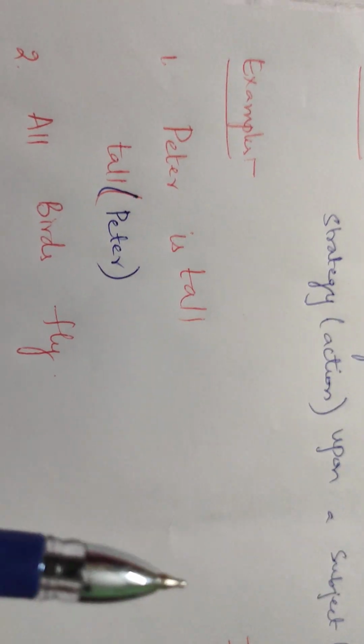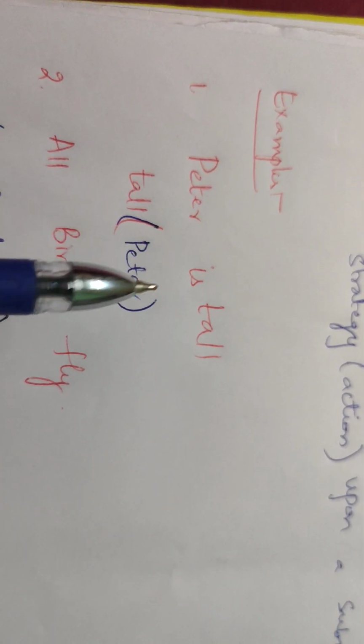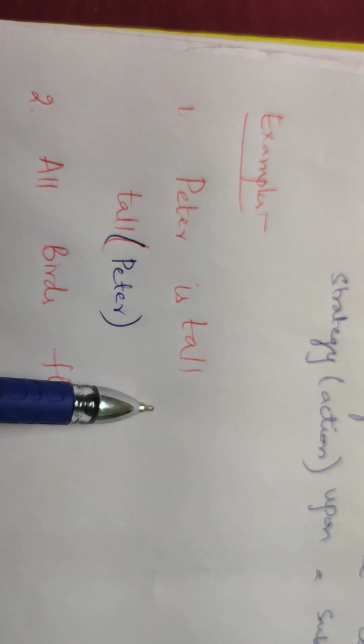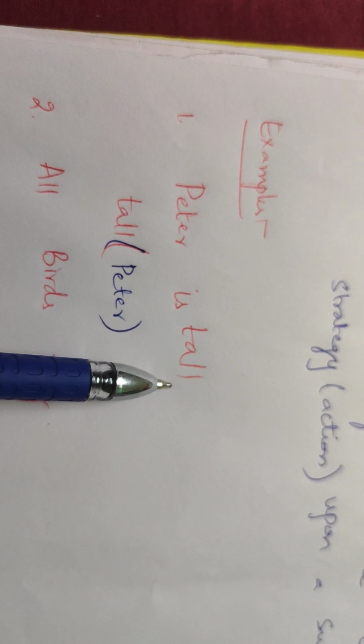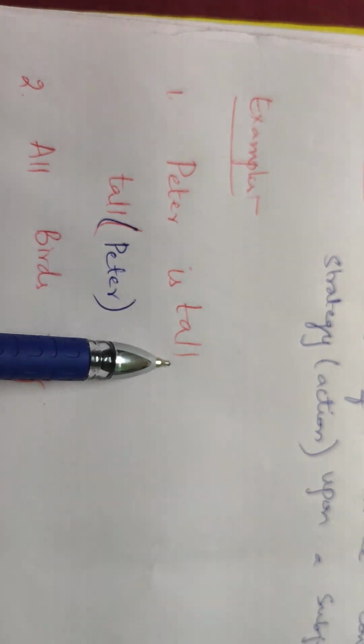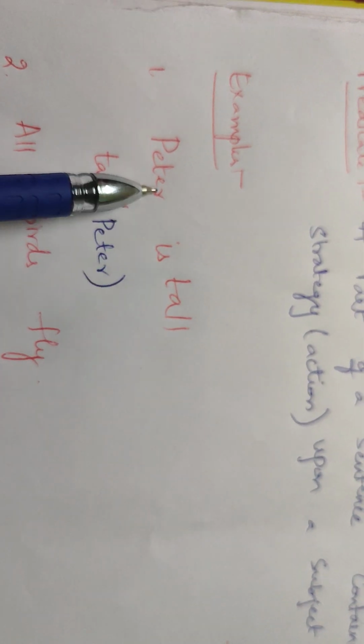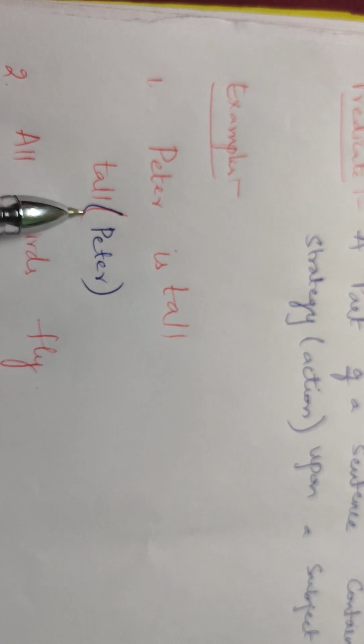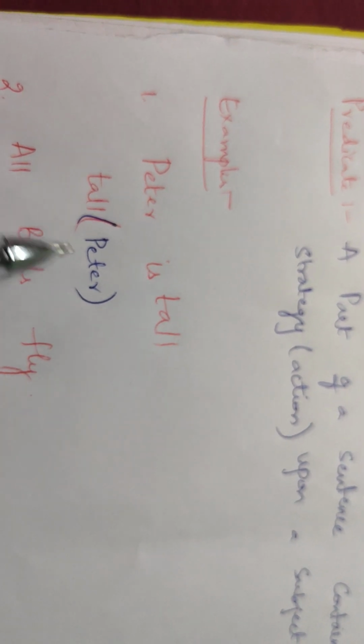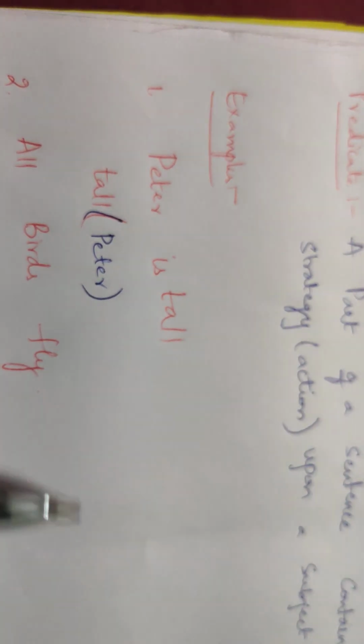Likewise, we have a few examples here. I have listed a few for you. Peter is tall. Tall is not a verb, but it is a predicate which is applicable on Peter. So how do we denote it? P of X. P is our predicate, X is our noun or subject.